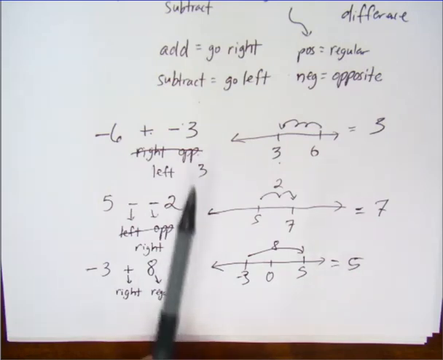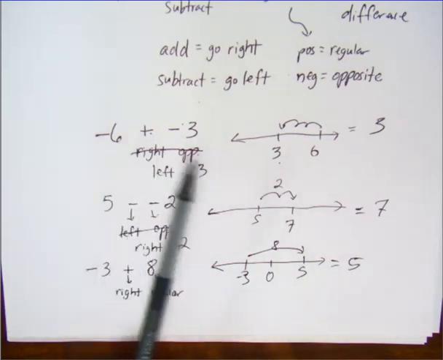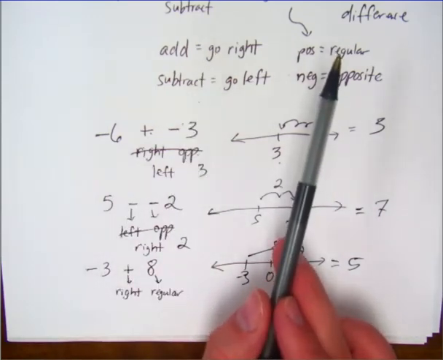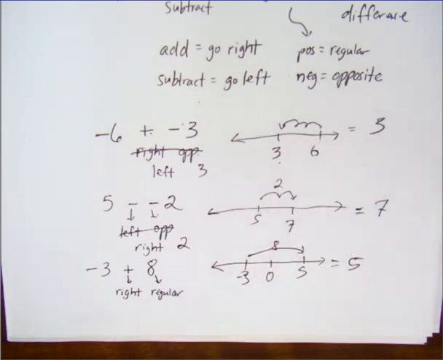So that's essentially what we do with general rules. For any type of addition or subtraction problem, we're going to translate the adding and subtracting into right and left. And then positive means we go the regular direction and negative means we go the opposite direction.